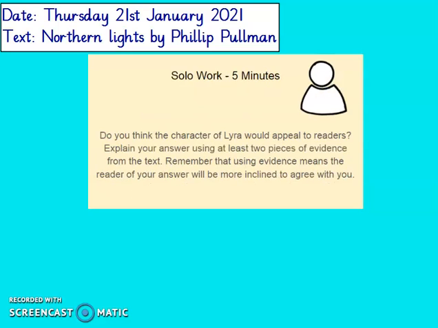Our last task for today's reading lesson is thinking about the character of Lyra. Why do you think it would appeal to readers? You've got to explain your answer using at least 2 pieces of evidence from the text. Remember that using the evidence means the reader of the answer will be more inclined to agree with you because you are showing them evidence.